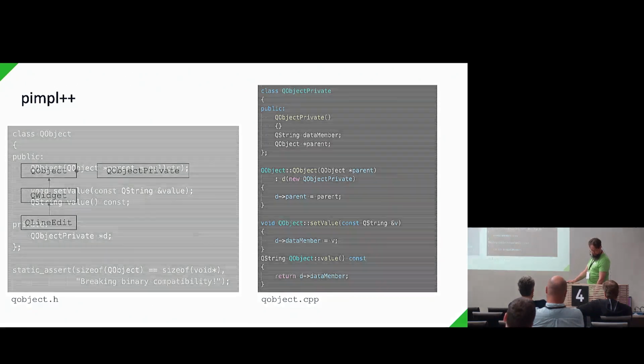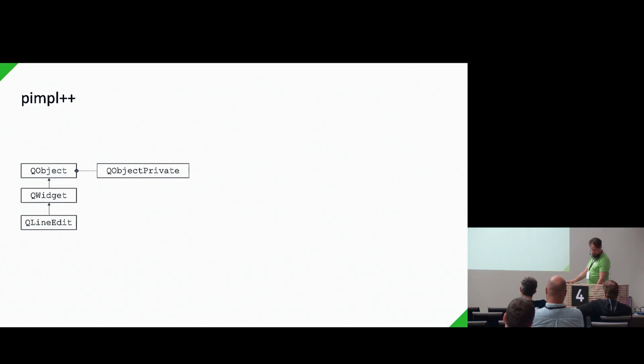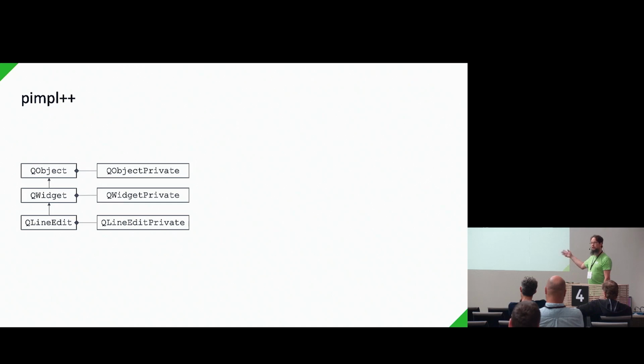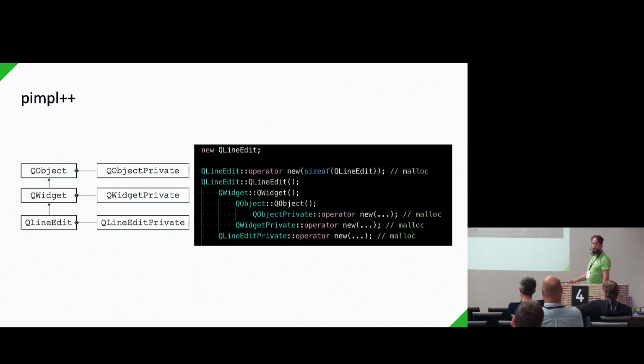And the problem is now, maybe you can see the problem. If we have a QObject private, and we also need a QWidget private, and we also need a QLineEdit private, and there might be some more classes in between, each of those in their constructor allocate a private object. That is a lot of mallocs for the instantiation of a single object. So here, this is what it looked like in the Qt 3 days. You allocate a new QLineEdit, you call its operator new basically, that malloc stuff.